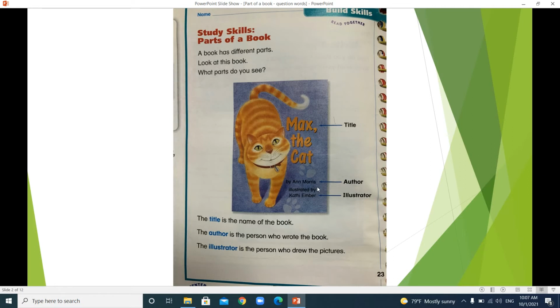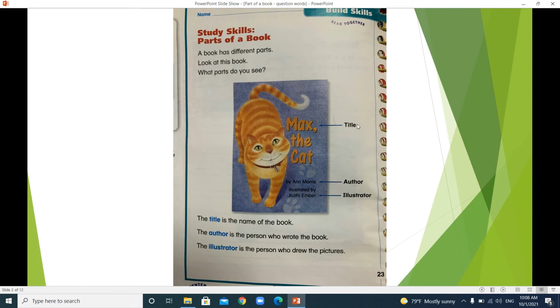All right? The third thing that is usually written on the book cover is the illustrator. The illustrator is the person who draws or illustrates the pictures in the book or in the story. Okay? I know they're new words, and we couldn't finish completing the page yesterday. So that's why I'm repeating it again.